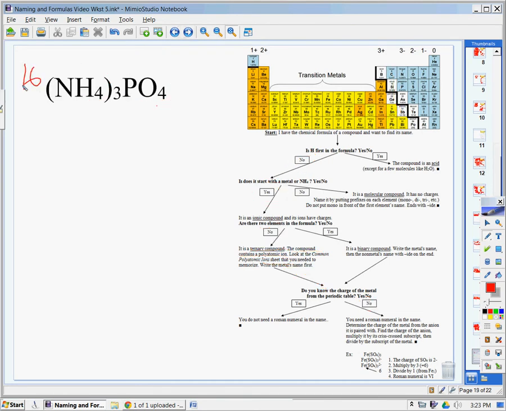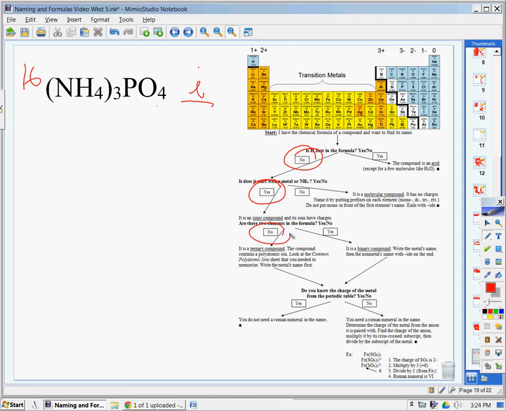16. All right. Is H first? No. Does it start with a metal or NH4? Yes. This is ionic even though it doesn't have a metal. And this is weird. It's an ionic compound that doesn't contain a metal. Stranger things have happened. Why is it ionic? It is. Chemists can't really comment on it other than it contains ions. Apparently, ammonium acts just like a metal.